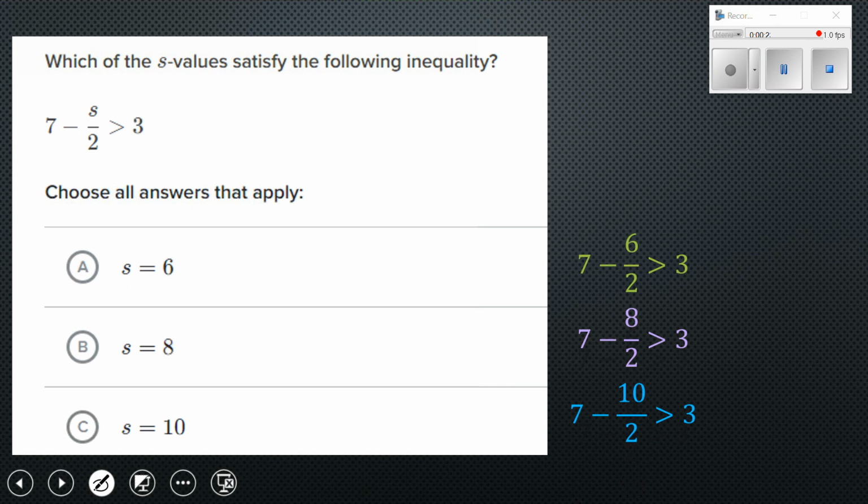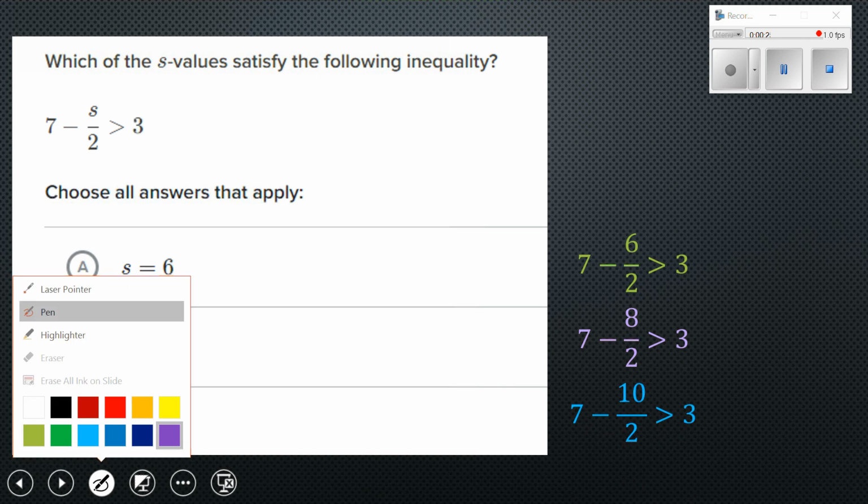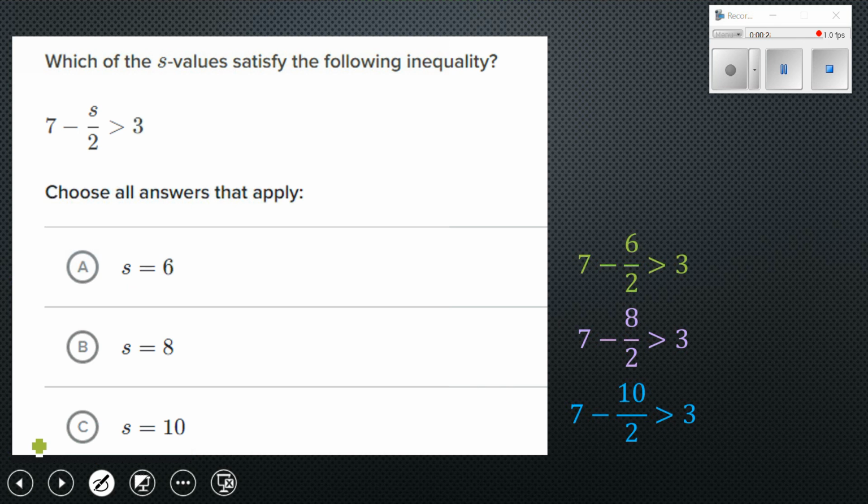So our first example here is we're going to try 6. And when we plug 6 in, we notice it works because we have 7 minus 3. And that certainly is greater than 3. We have 4 is greater than 3. That checks. So we want to check that box.